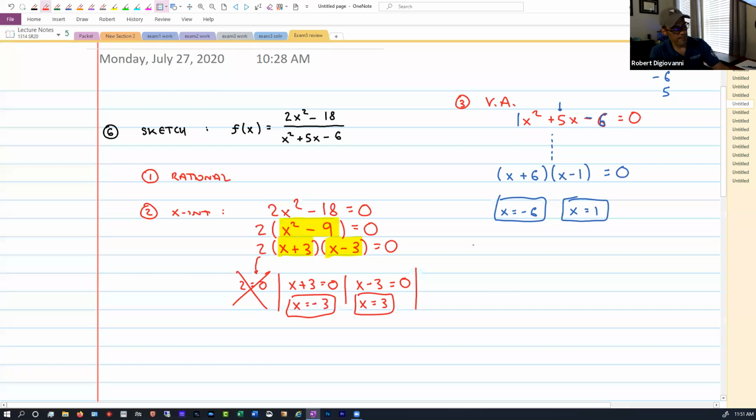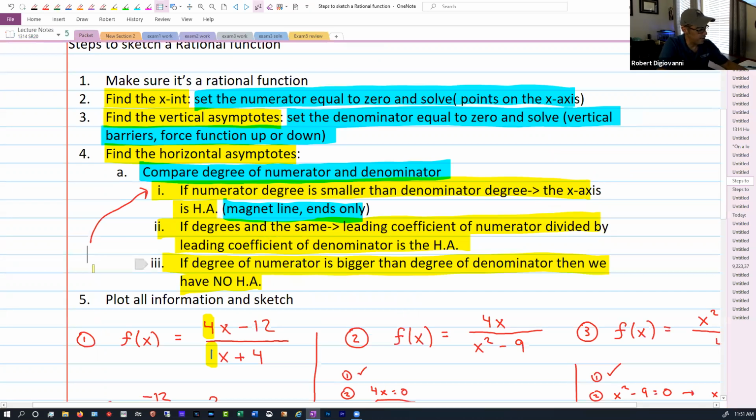The fourth step is the horizontal asymptotes, or asymptote. There's only one. If there is one, there's only one. So we look at the degrees. We have 2 and we have 2, right? So what happens when we have the same degree? I'm going to go back to that thing here. What happens if the degrees are the same? According to this, if the degrees are the same, then the leading coefficient of the numerator divided by the leading coefficient of the denominator is going to be the horizontal asymptote.